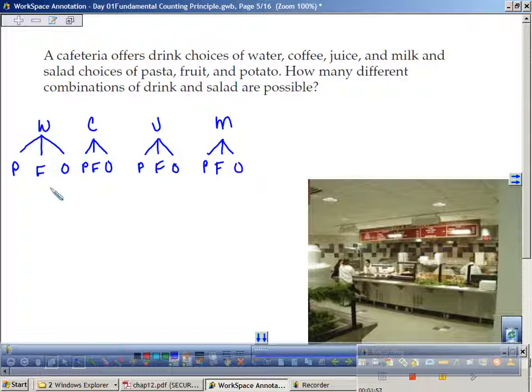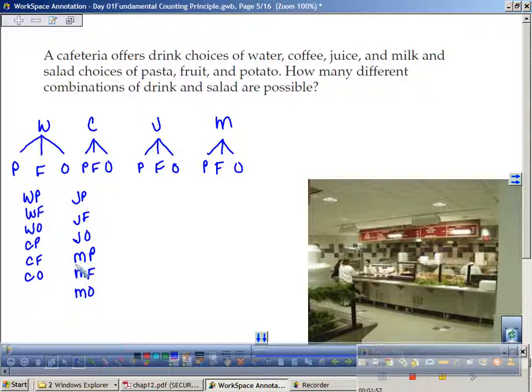So if I were to actually write all of these out, it would be water and pasta, water and fruit, water and potato, or coffee and pasta, coffee and fruit, coffee and potato, or, let's start right here, juice and pasta, juice and fruit, juice and potato, and finally milk and pasta. Sorry, pasta, I keep saying that. Milk and fruit, milk and potato. So 1, 2, 3, 4, 5, 6, 7, 8, 9, 10, 11, 12.